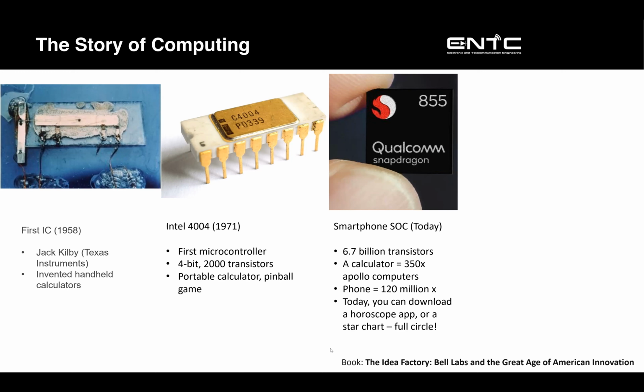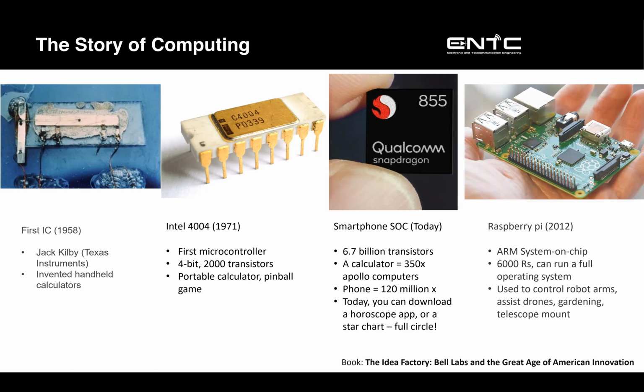And if you take a random, simple phone, it is 120 million times more powerful than the computers used to put the man on the moon. Today you can take your phone, download a horoscope app or a star chart, and do the same computing that was done by the Greeks 2200 years ago. So basically, it's like a full circle. You can do the same thing today as well.